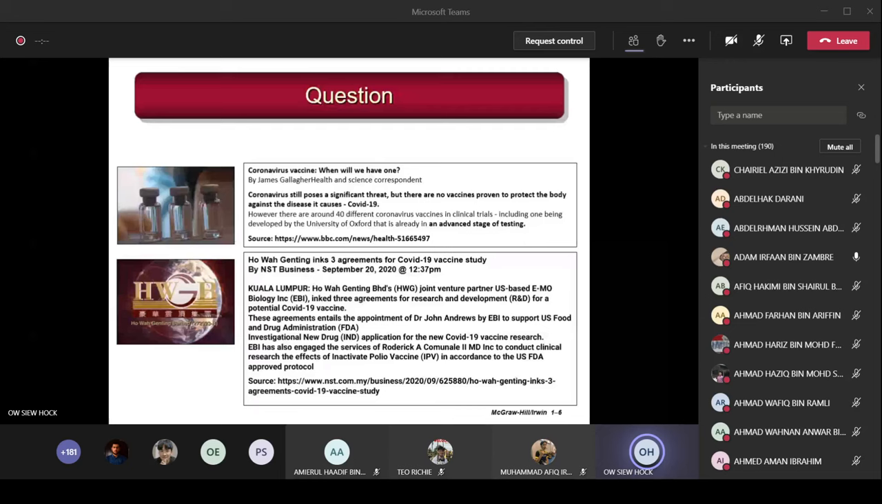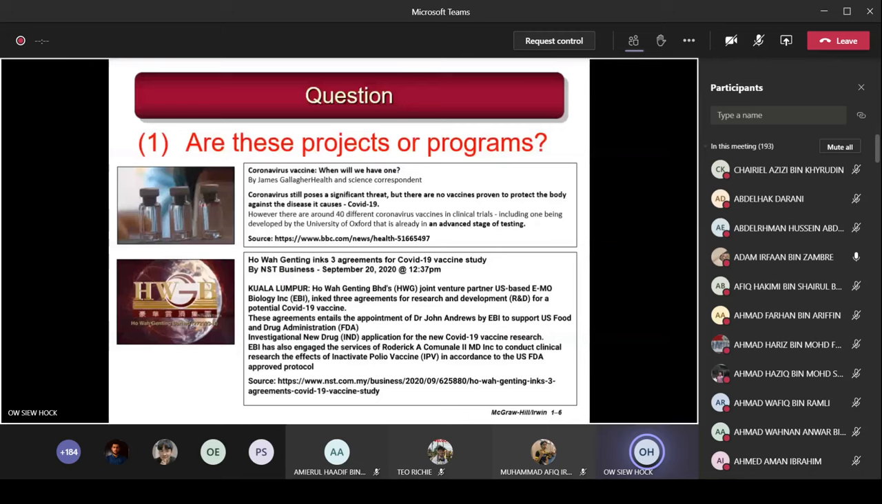Okay, now test your understanding. Are these projects or programs? Currently, you know this COVID-19. A lot of countries are still busy trying to find a vaccine. So is this a project or a program? And also there are companies in Malaysia, like Hoa Genting, trying to link up with all the industry people from the medical side, the pharmacologists, to come up with a vaccine also. So is this kind of thing known as a project or a program?